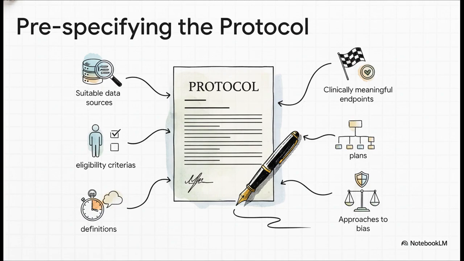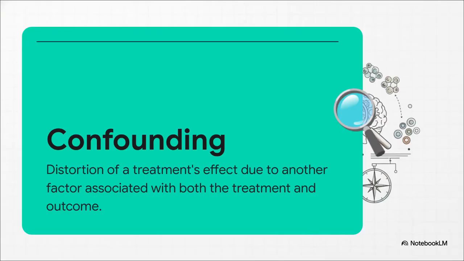No wiggle room. This brings us to one of the biggest challenges, confounding. This is what happens when some other factor gets mixed in and distorts the results, kind of muddying the waters. For example, what if sicker patients are more likely to get the new drug? Their poor outcomes might have nothing to do with the drug itself, but just their underlying health. Without randomization, teasing these things apart is a huge hurdle.